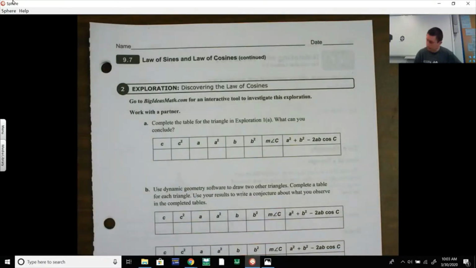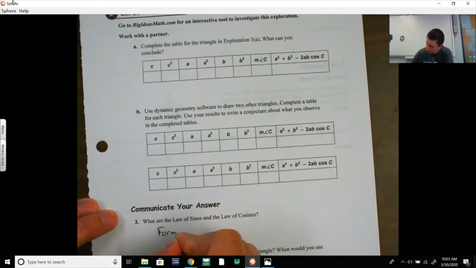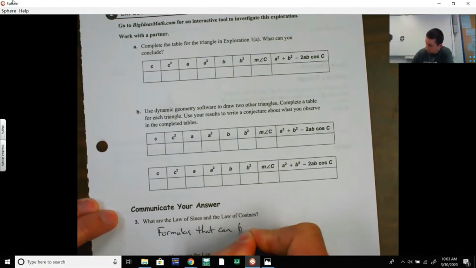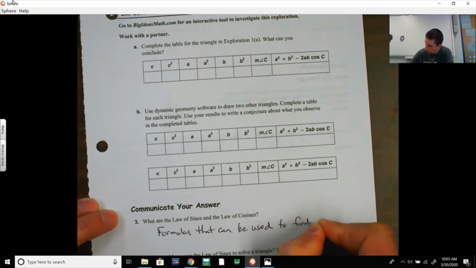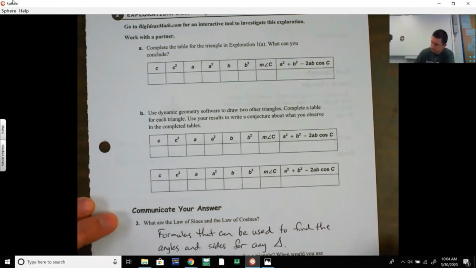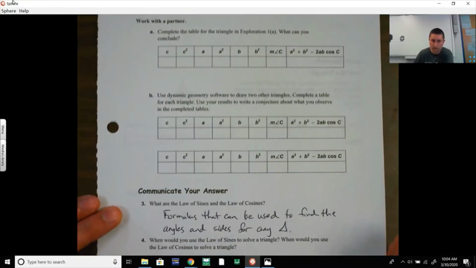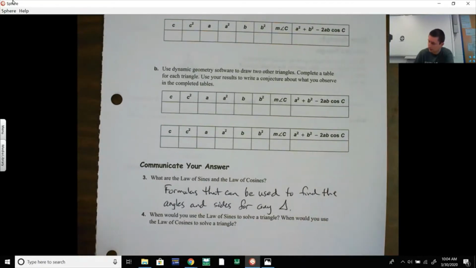Okay, page 273: what are the law of sines and the law of cosines? You need this for your first questions. So it's just formulas that can be used to find the angles and sides for any triangle. Formulas that can be used to find the angles and sides for any triangle. Okay, I'm going to keep going. Pause it if you need to.